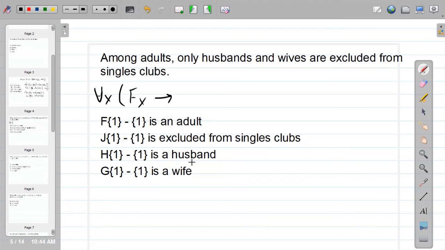Okay. So far we've figured out what kind of sentence this is, and we've symbolized this part. Now we have to symbolize this part. Only husbands and wives are excluded from singles clubs.